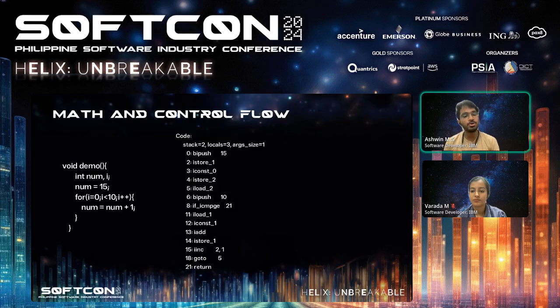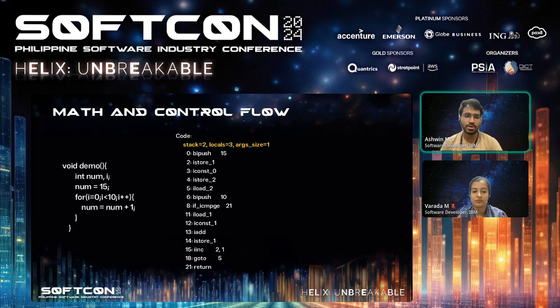Okay, so we had talked about math and control flow instructions. Now we can start looking into the bytecode and see how this works. We have a small demo function over here. It is pretty straightforward. There are two integer variables, num and i, and num is initialized to 15. There is a loop that iterates 10 times and adds 1 to num every time. So towards the end, this will be 25. We can see how the bytecode looks. Towards the right side, you can see the bytecode. For simplicity, we have shown the bytecode of this exact method only and not of the class.